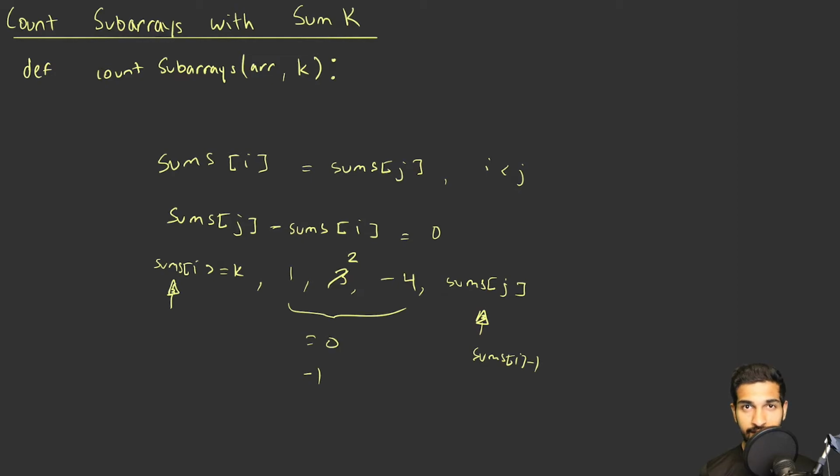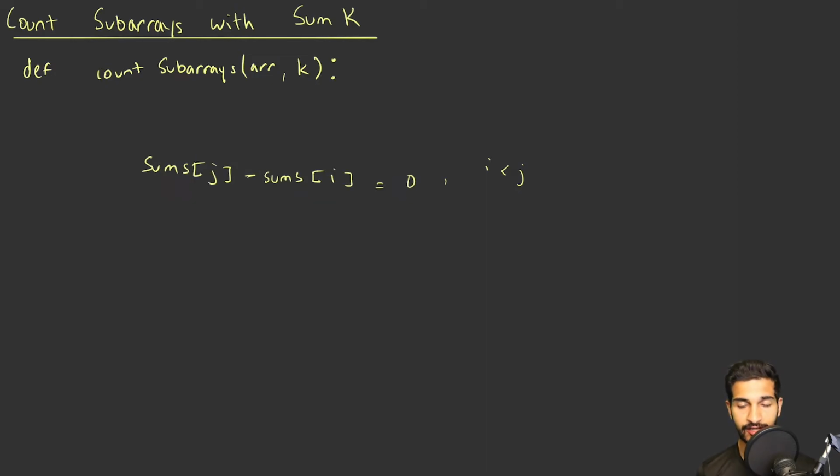What does this mean for us? So before we check that sums of j minus sums of i equals 0, what if we change that to sums of j minus sums of i equals k?